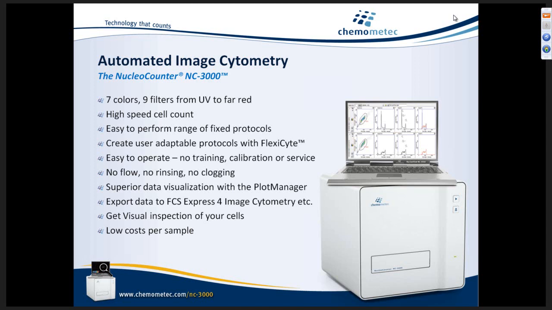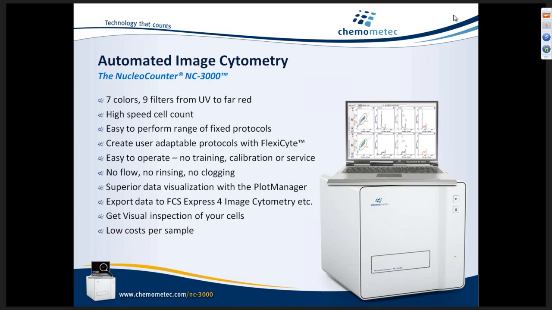And the big main difference from this instrument to flow cytometry is really the ease of use. It's very easy to operate, no training, calibration, or service is needed. And since we have no flow in this instrument, there is no rinsing, no clogging. Our data can be visualized by the plot manager or by exporting into FCS or ACS format, and in the ACS you can use FCS Express for image cytometry, and all this is at a relatively low cost per sample.